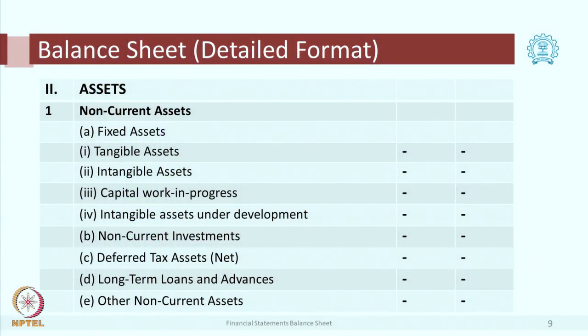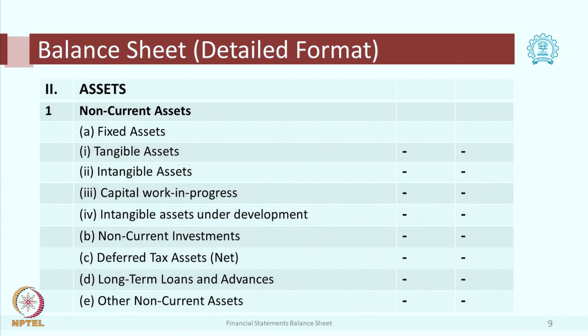Does it mean after 3 years the government will pay you tax? Of course not, the government takes tax from us, it does not give it back. But the government gives you some benefits which you can use after 2 years, after 3 years, the benefit of remission of tax or reduction of tax. That is called a deferred tax asset. Exactly what the item is, we will discuss later on, but if there is any such asset in existence, it will be shown under 1C. Okay. Now, the next item is D, long term loans and advances. Now, what do you mean by loans and advances?